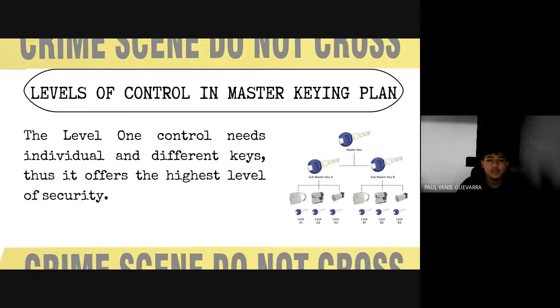The level 1 control needs individual and different keys. It offers the highest level of security, and that's why we usually use this type of key in, for example, homes and small stores.